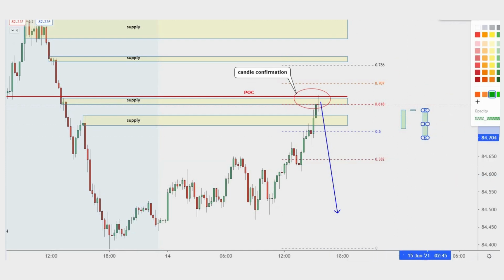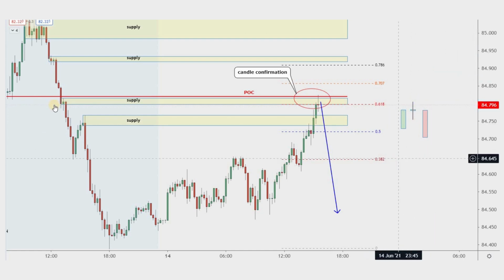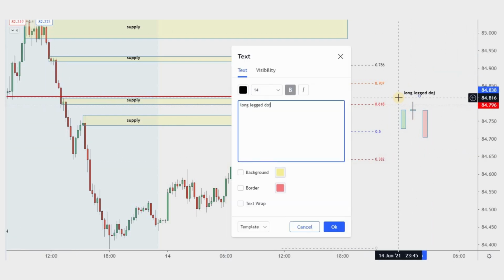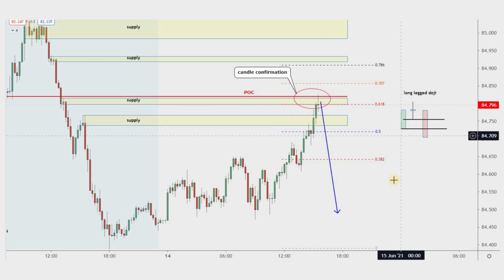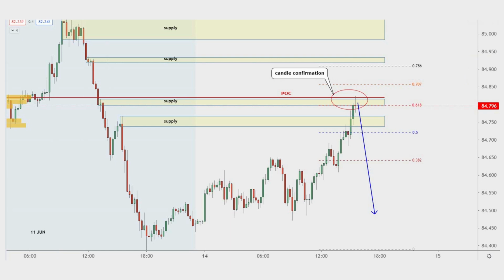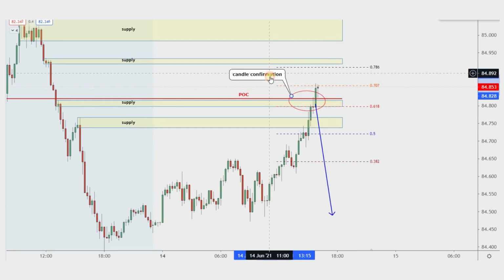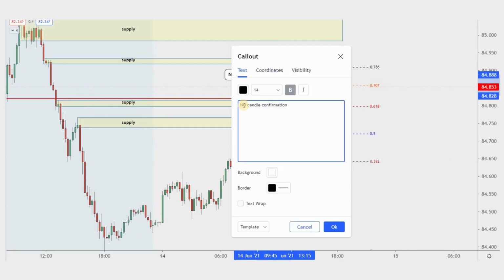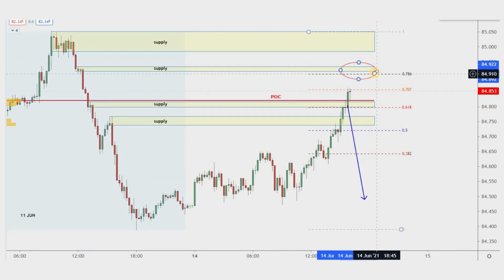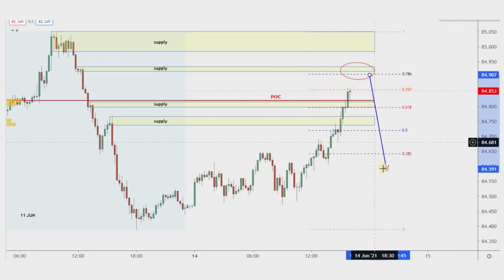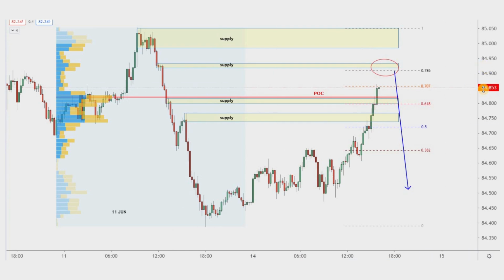Price created a long-legged doji candle. The confirmation for this type of pattern is the next candle closing below the wick of the doji, and furthermore, below the body of the green candle. In this case, price didn't make any candle confirmation and continued in upside direction towards the next supply zone that correlates with the 0.786 Fibonacci level.